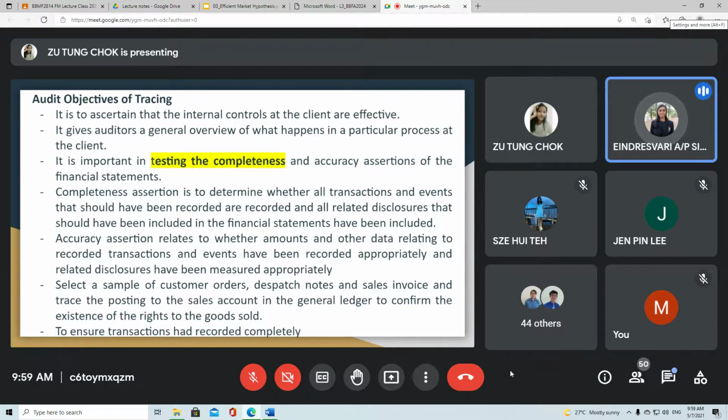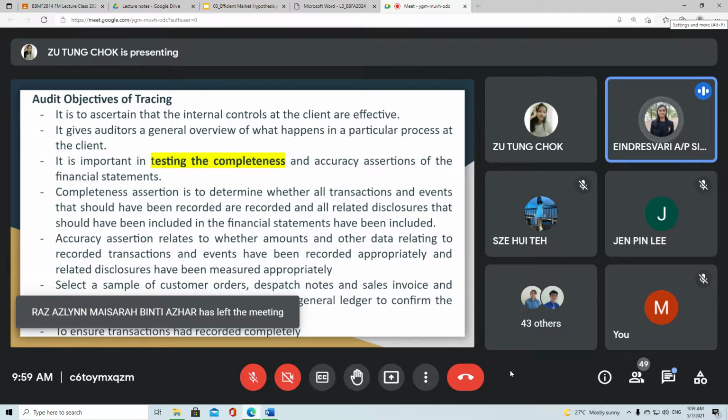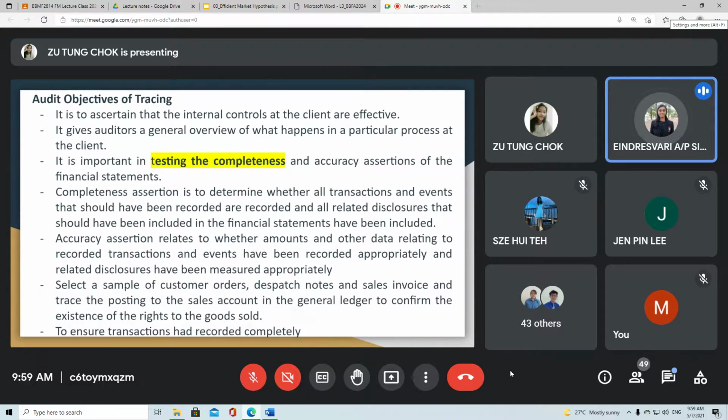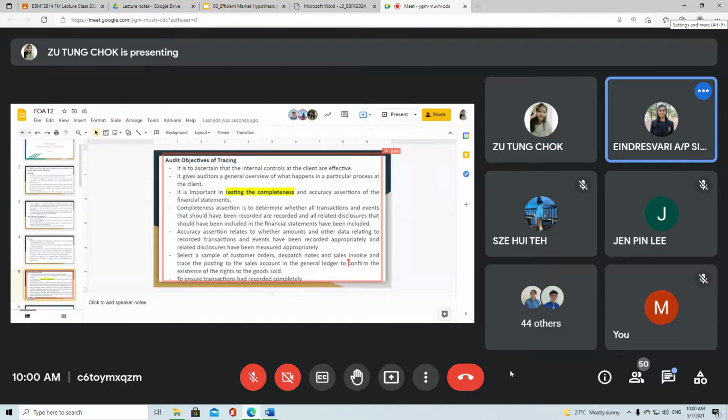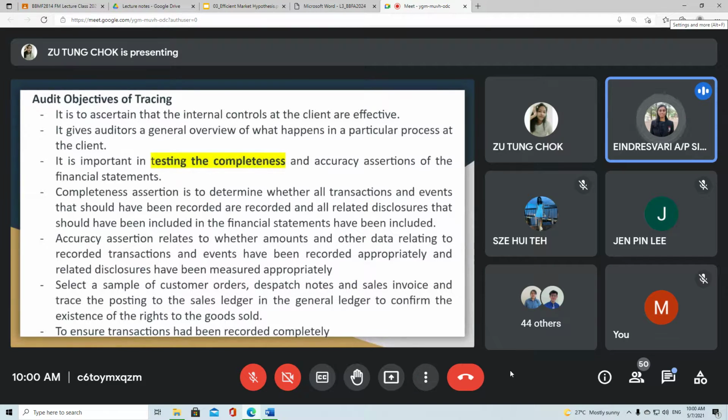Yes. Okay, so tell me what is the purpose of your last procedure? Select a sample of customer order, dispatch note and sales invoice, trace the posting to the sales ledger. To the sales ledger, better use the word sales ledger, to ensure the transactions have been completely recorded. Okay. So you wrote that to confirm existence and rights, delete that. That's why I said use Microsoft Word, easier, okay? Can you edit your answer now?